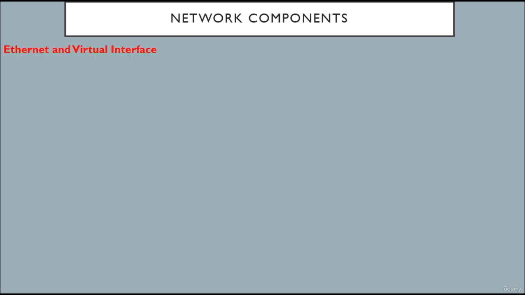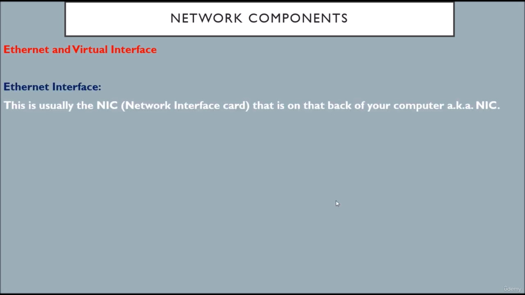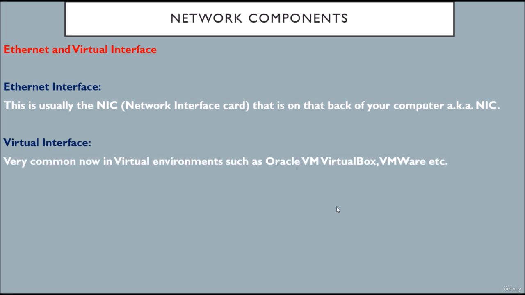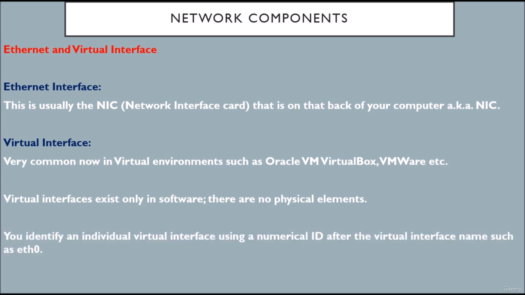Let's talk about Ethernet and virtual interface. Ethernet interface. This is usually the NIC, network interface card, that is on the back of your computer. Virtual interface is very common now in virtual environments such as Oracle VM VirtualBox or VMware, etc. Virtual interfaces exist only in software. There are no physical elements. You identify an individual virtual interface using a numerical ID after the virtual interface name, such as ETH0.